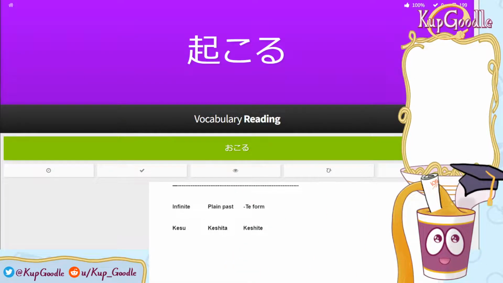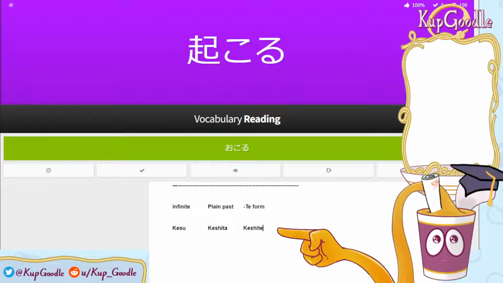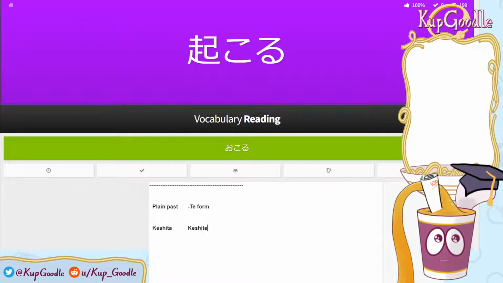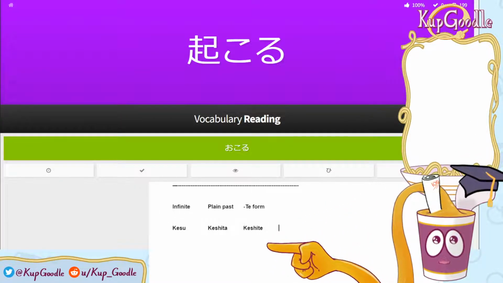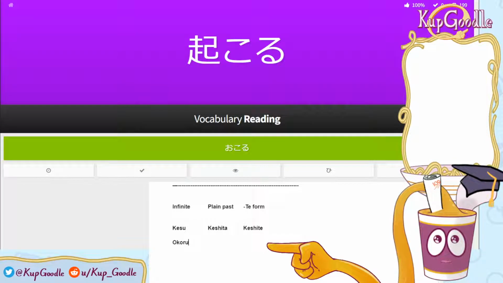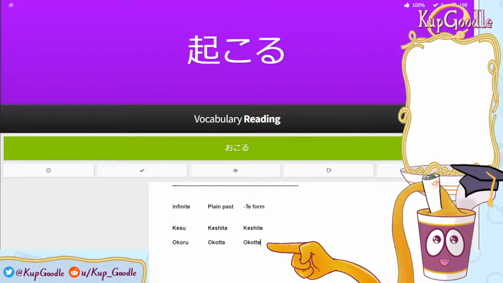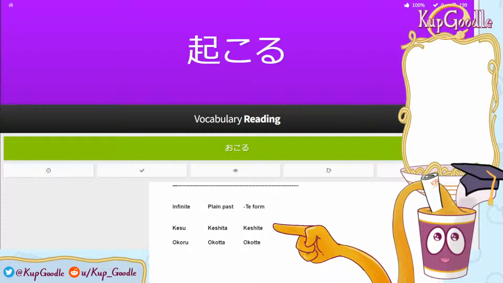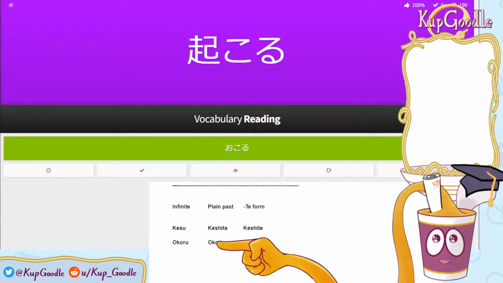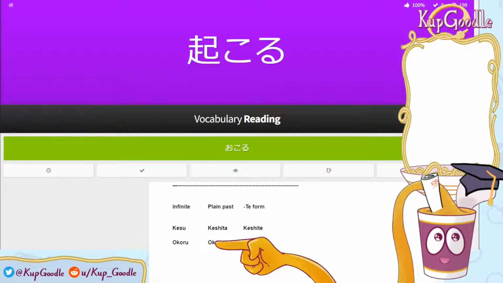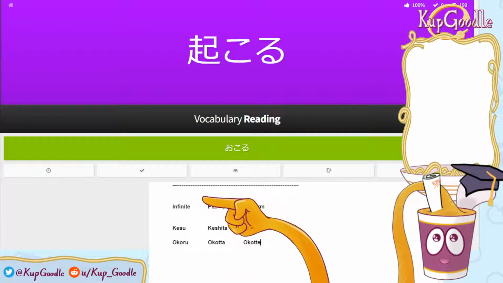Okoru. So let's use that as this verb. Okoru. Whoa. Don't know what I pressed there. Okoru. Ru goes to ta. Okota. Okote. Like that. For something was occurring, okote. It is occurring, okoteiru. It occurred, okota.